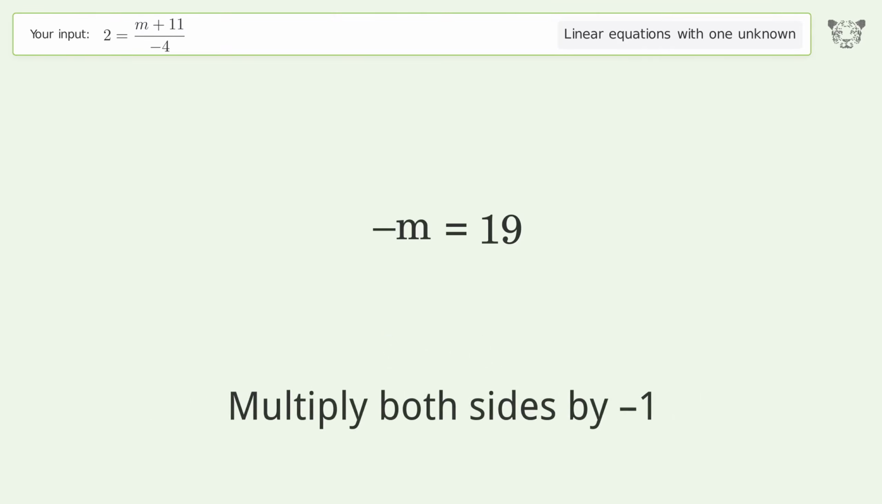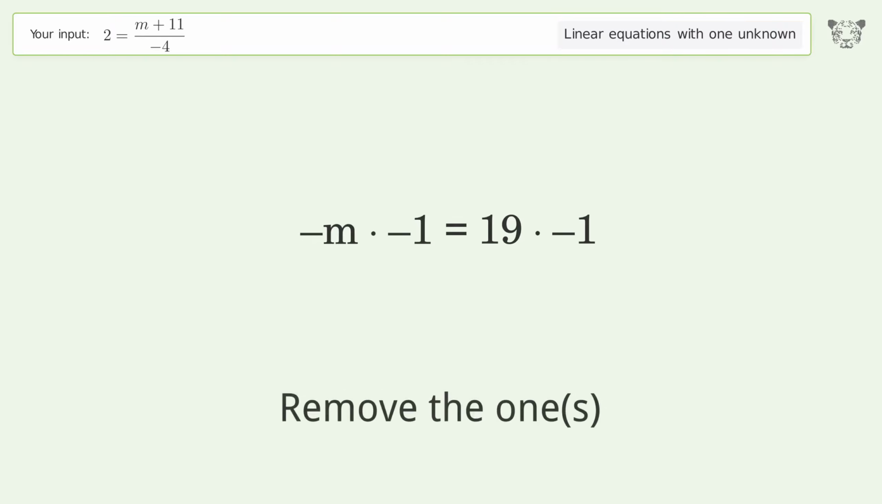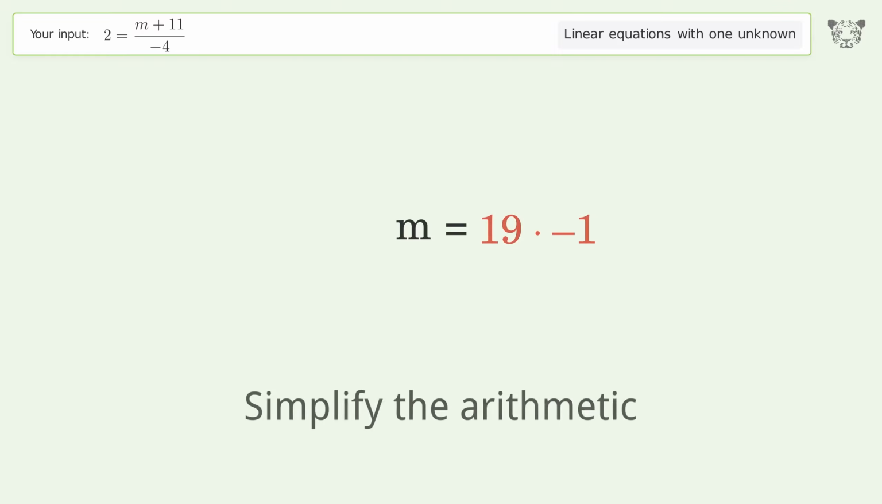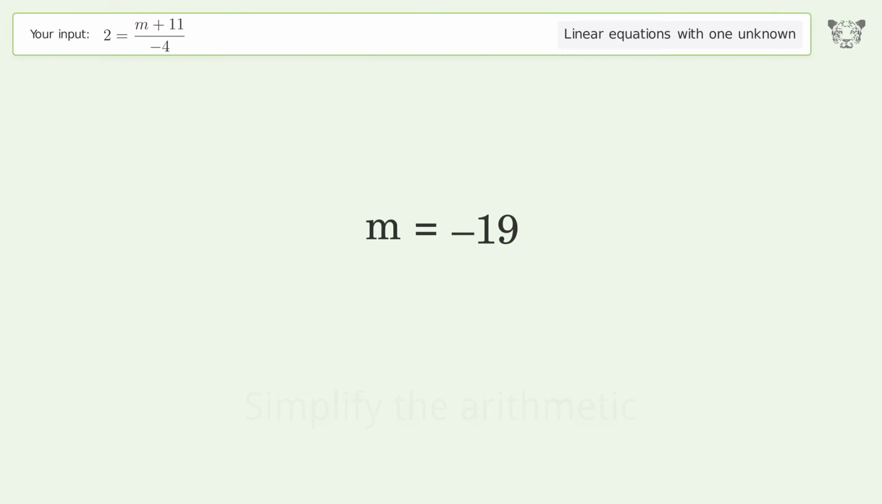Multiply both sides by -1. Remove the ones. Simplify the arithmetic. And so the final result is m equals -19.